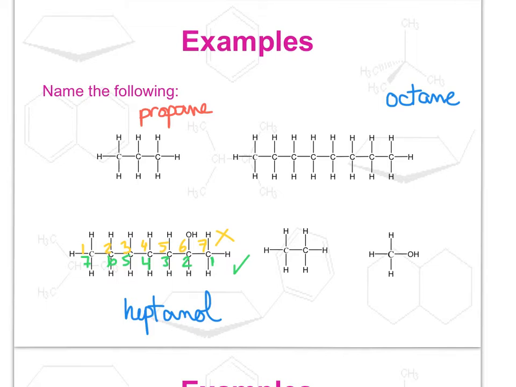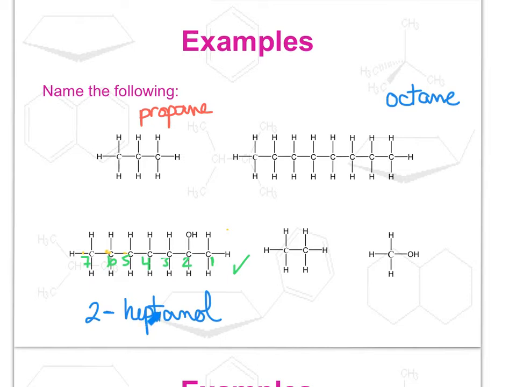So if you number it using the green numbering system, you will get that the OH is on carbon number 2. But if you use the yellow, then it's going to be on carbon number 6. 2 obviously is smaller than 6, and so the green way is the correct way for numbering it. So you would want to use the green one, not the yellow one. So this would be called 2-heptanol.